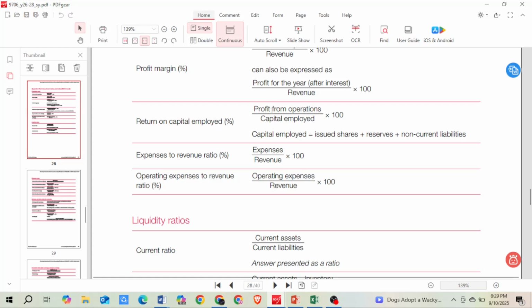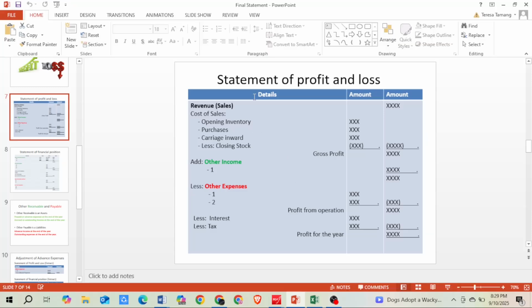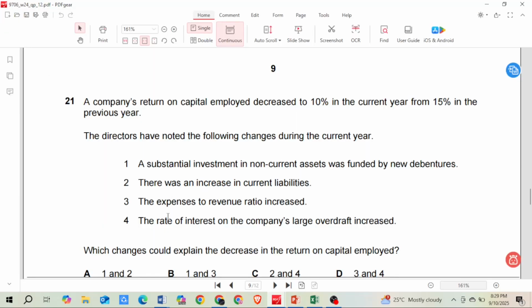So the profit from operations would decrease because the expense ratio is increasing, and you can see that from this. Here we calculated profit or loss using the profit and loss statement. If your expenses increase, your profit from operations decreases. If your revenue decreases, then your profit from operations also decreases. So option 3 is valid.